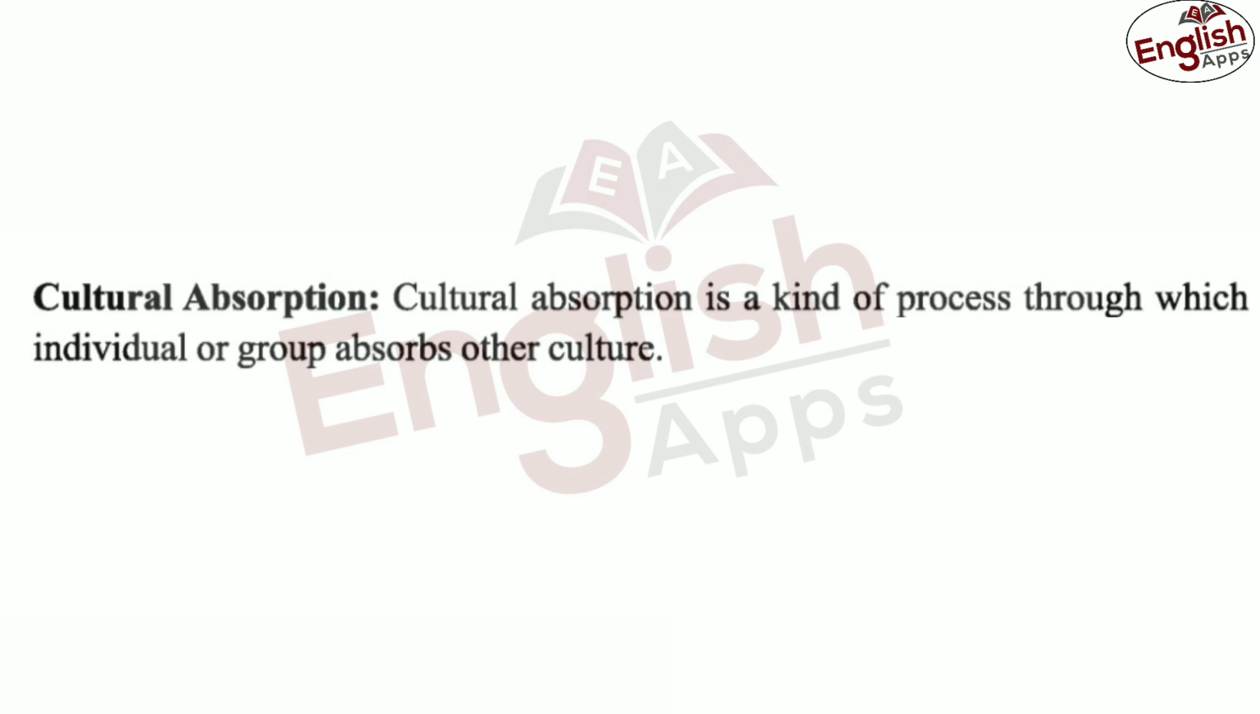The first question is, what is cultural absorption? So we can write down the answer from your textbook, chapter 3. Cultural absorption is a kind of process through which an individual or group absorbs other culture. That means this is the system of following other culture. Some groups or some individual persons follow other culture, other language and many other cultural things. So this system of following others is called cultural absorption. Hopefully you can understand the answer.